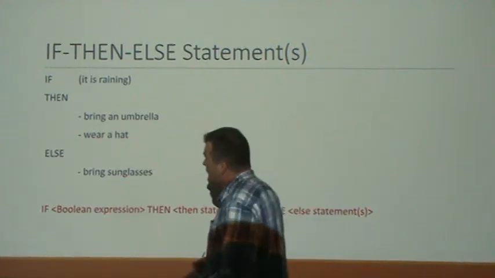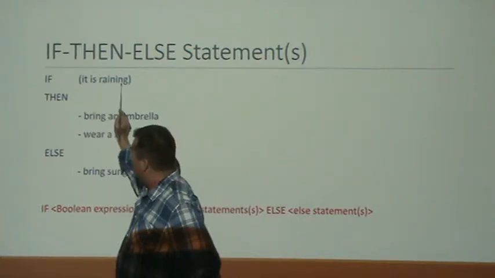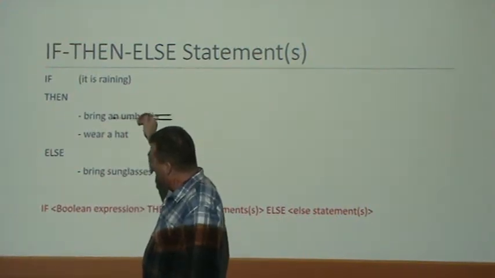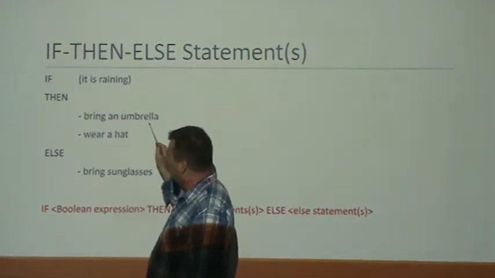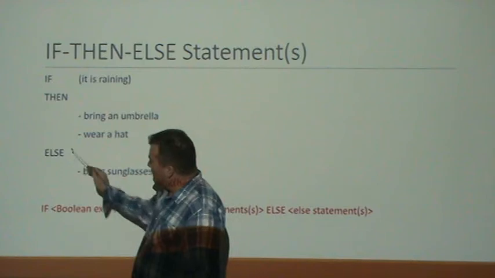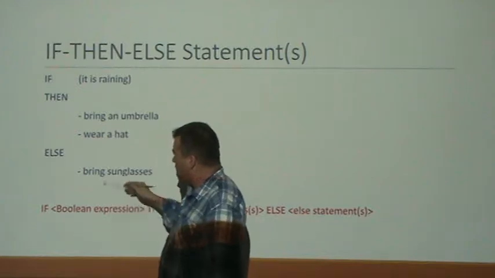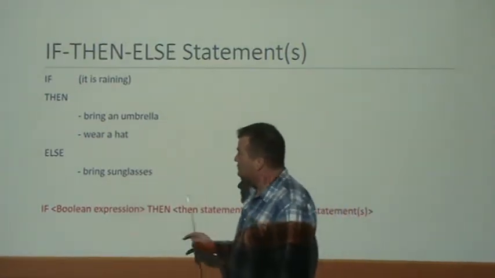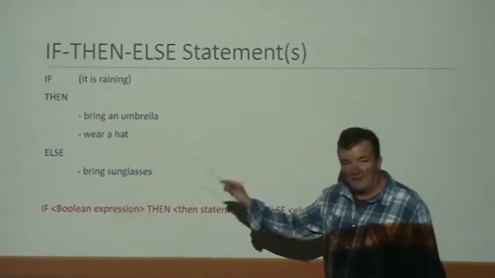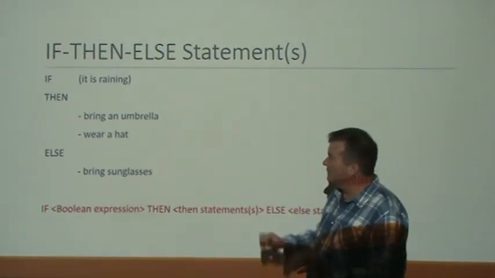So, for example, we could say if, followed by a Boolean expression, it is raining. If it is raining, then we're going to use indentations. We have several instructions. One could be bring an umbrella and also wear a hat. That would be if it's raining. And then we could say, well, if this statement is false, if this statement is not true, then we could do something else. We could say bring sunglasses. So this is called the if-then-else statement. Sometimes it's just called an if-else statement because with that, the then, there would be an else. So sometimes they just call it an if-else statement.